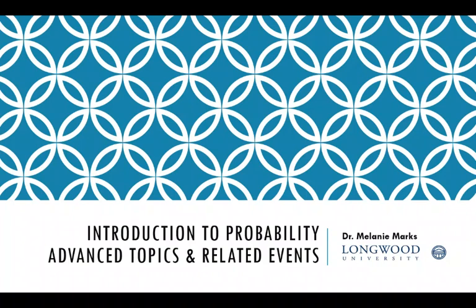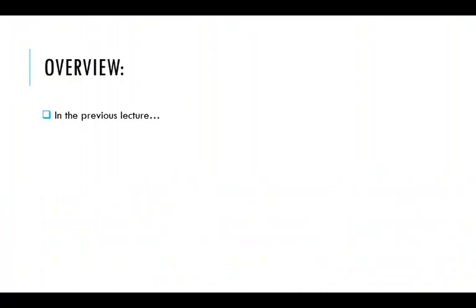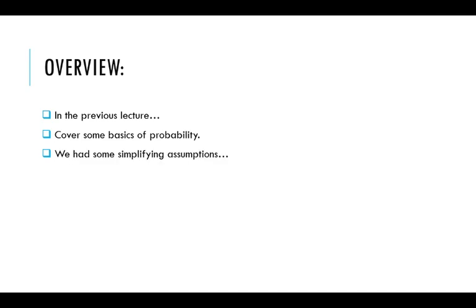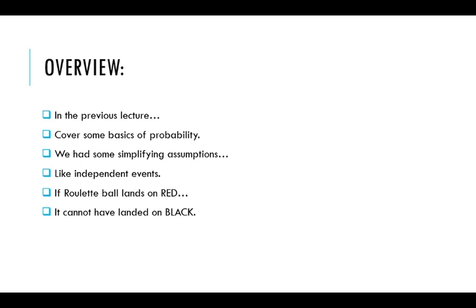So let's get started. Now, in the previous lecture, as I just said, we covered some basic probabilities, but we also had some simplifying assumptions. So if you remember, we assumed things like we have independent events. We assumed disjoint events. For example, if a roulette ball lands on red, then we know it can't have landed on black. So we have this disjointness that makes things a little bit easier.